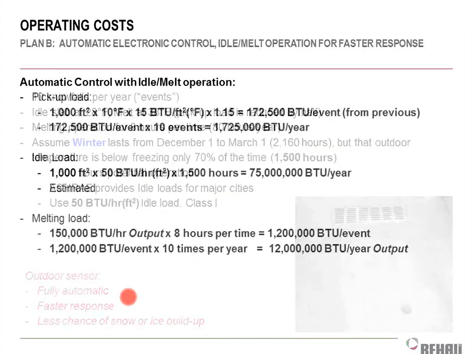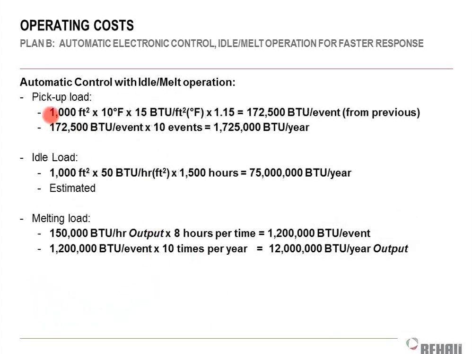All right, so let's look at the math and how that's a little bit different. So now instead of just the pickup and the melting, I also got the idle load. The pickup load gets me up to temperature, right? But it's going to be less than it normally was because I'm starting at 28 degrees already. So in this example, it's basically half of what it used to be. But you see the idle load is a lot. It's 75 million BTUs per year.